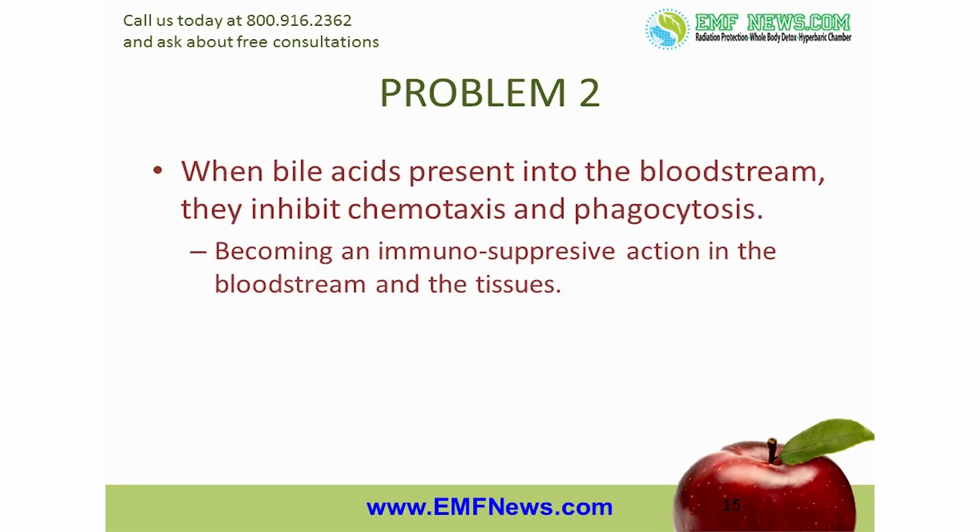Studies have shown that when bile acids are present in the bloodstream, they inhibit chemotaxis and phagocytosis. These are fancy words for how well white blood cells can locate, move towards, and swallow infectious microbes. Thus, what starts out as a beneficial immunoregulative action in the intestines becomes an immunosuppressive action in the bloodstream and the tissues. These are all effects of bile backing up in the bloodstream.